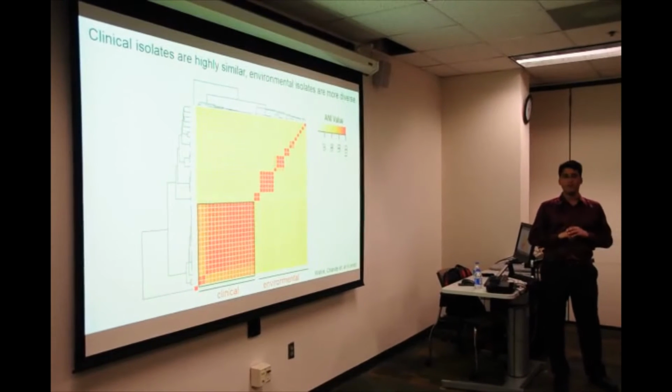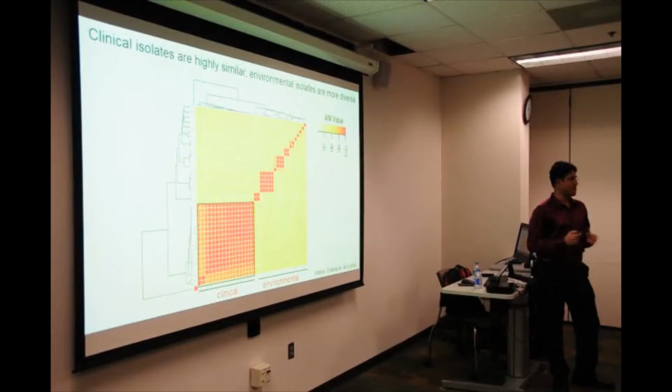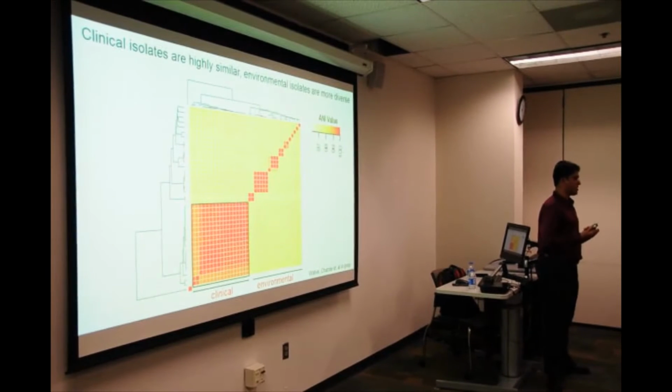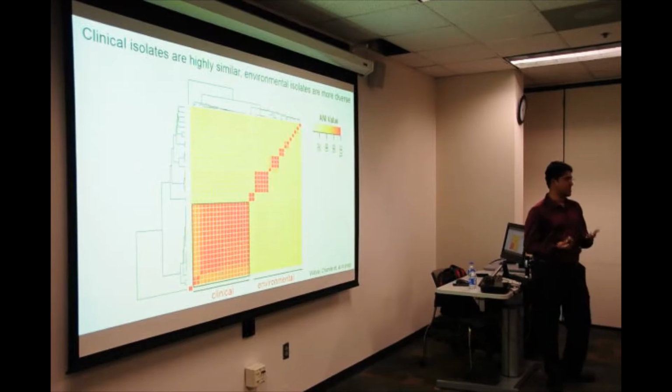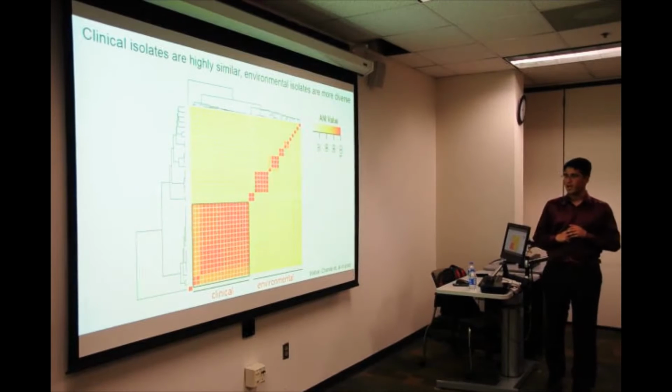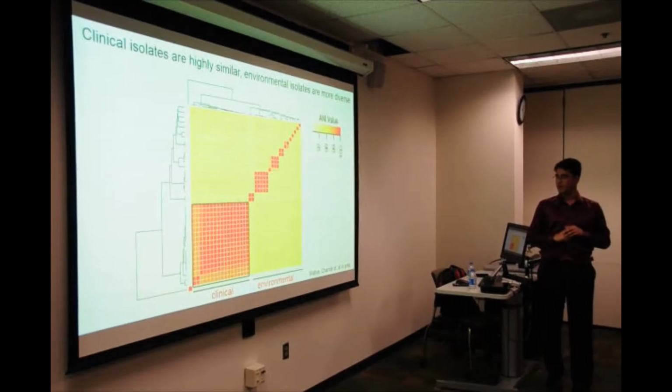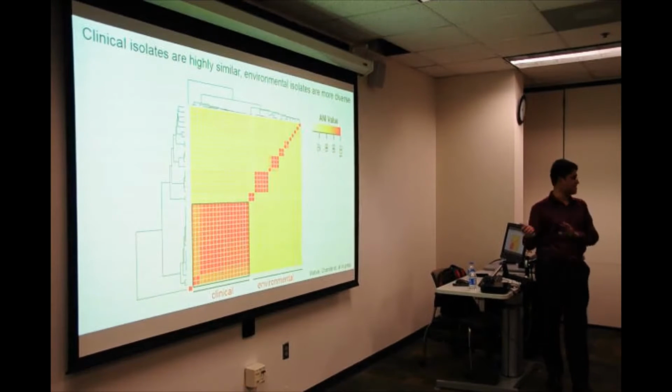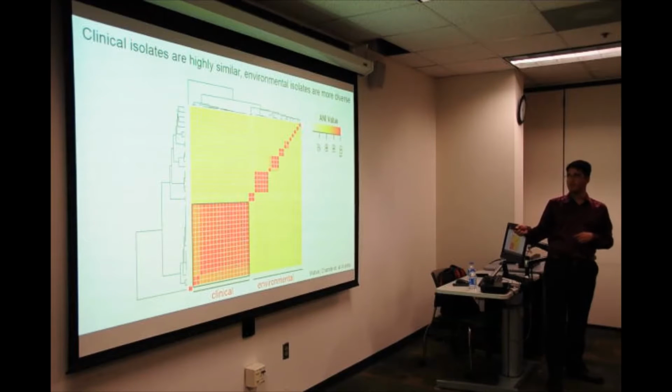So we didn't have genome sequence for most of these environmental isolates. So step one, like Brian mentioned, was to try and sequence. So we did sequence them. And with the help of Arun, who did some of the bioinformatics analysis that I'm going to describe now, we were able to see that there's a difference in the way the clinical and environmental isolates are related to each other. So what I'm showing you here is an average nucleotide identity plot.